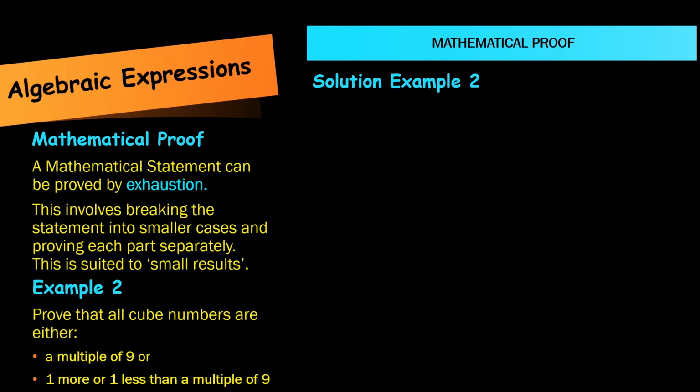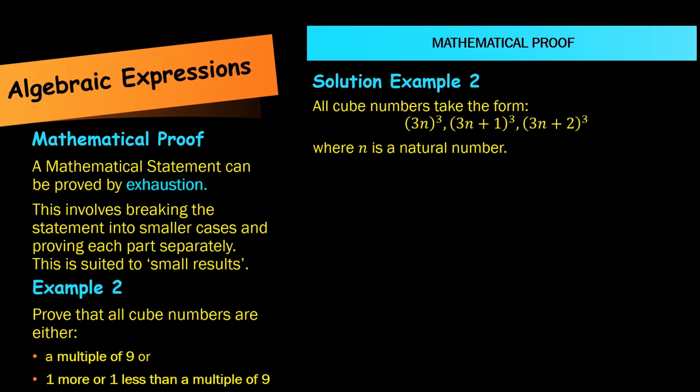So let's solve this. Now all cube numbers take the form (3n) cubed, or (3n plus 1) cubed, or (3n plus 2) cubed, where n is a natural number. Why is this the case? Let's consider (3n plus 3) cubed. Can we write it in any of the above forms?